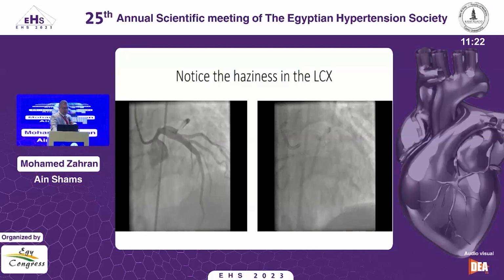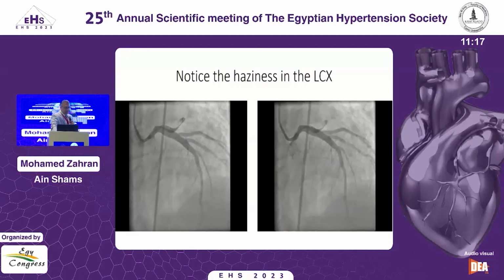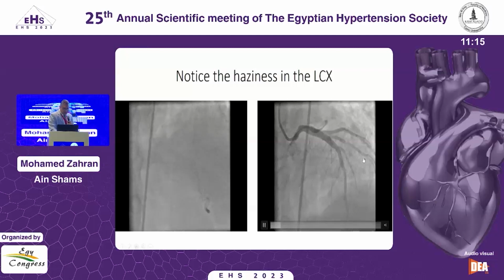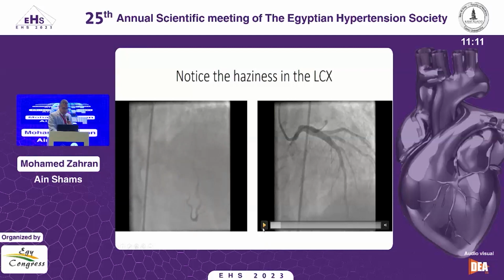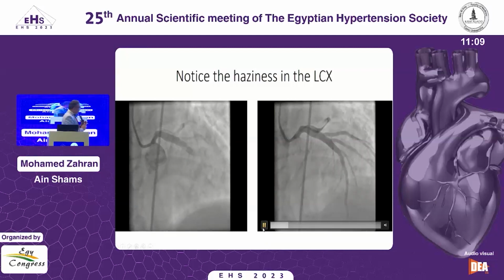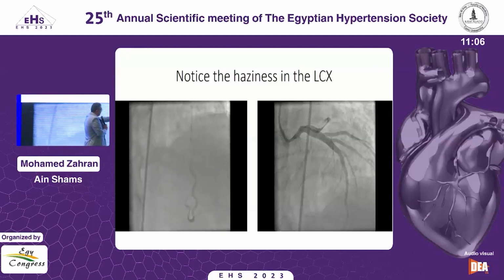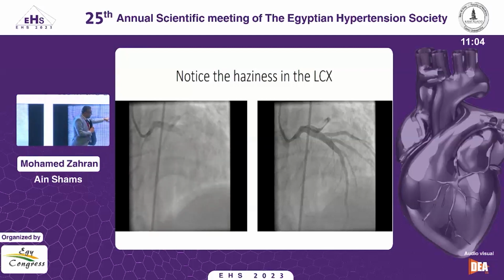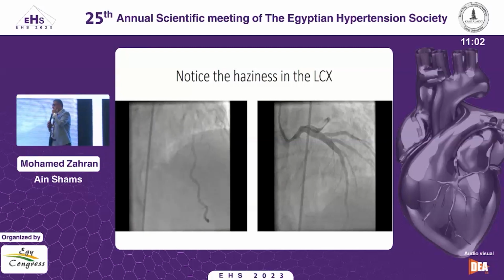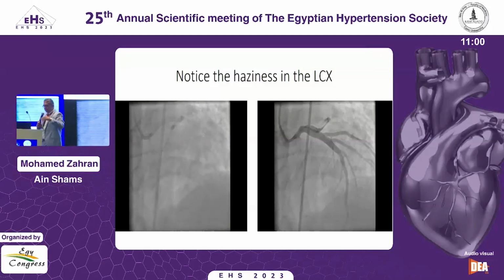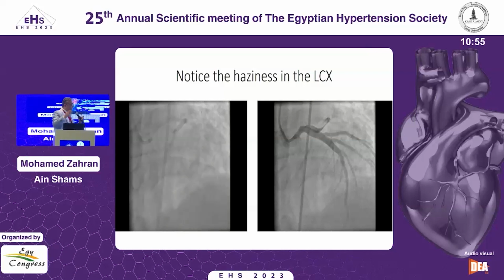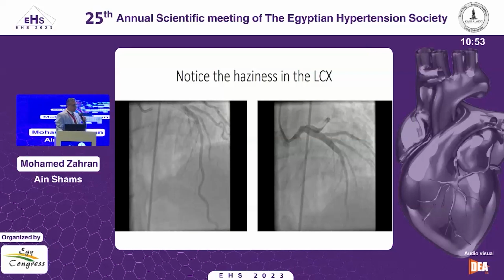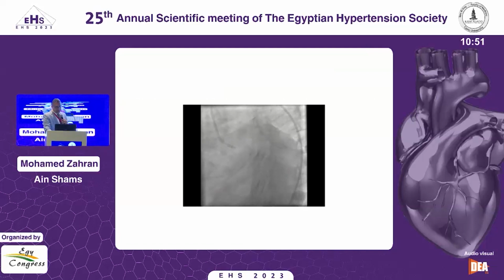And when I injected the left system, something caught my eye here in the LCX, if you can see up there. I focused on it. It looks like there's a dissection or haziness in the circumflex artery here. And this was in the era of COVID and everything, where everyone was minded about spontaneous coronary dissections, MIs presented in young age, and so on and so forth.